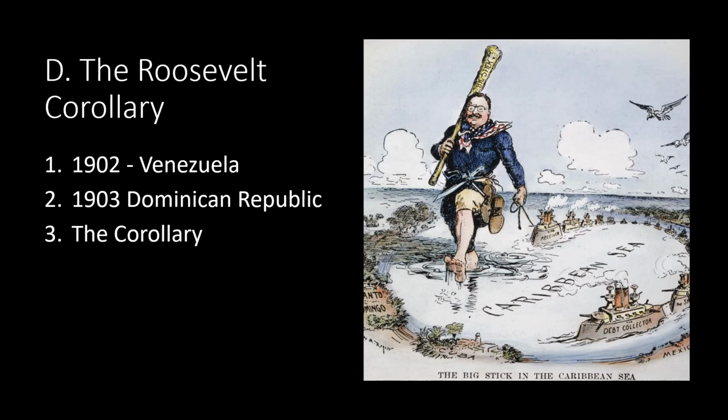The Roosevelt Corollary. In 1902, Venezuela defaults on loans from Britain, Germany, and Italy. In the Dominican Republic in 1903, after the Dominican Republic defaulted on several debts to European nations, many nations considered sending in troops to force them to repay their debts, because European intervention violated the Monroe Doctrine. The U.S. would intervene when needed.